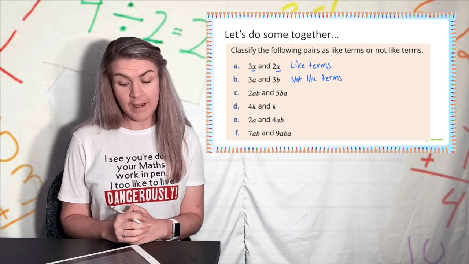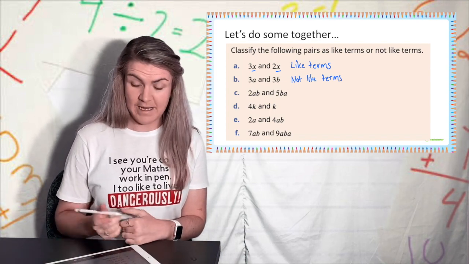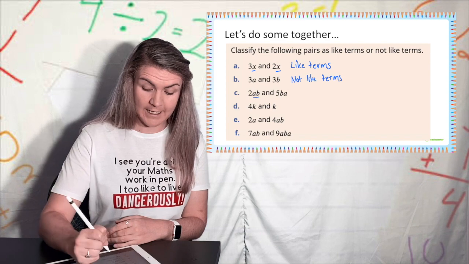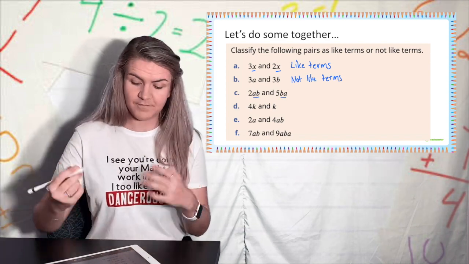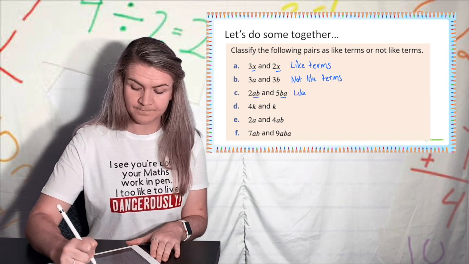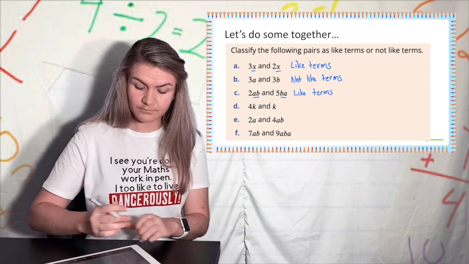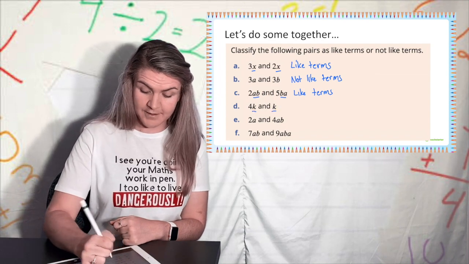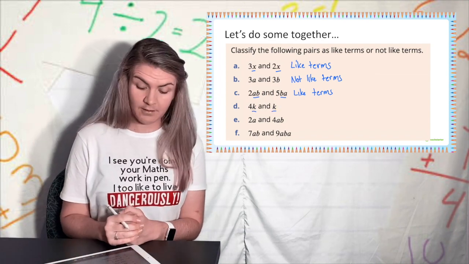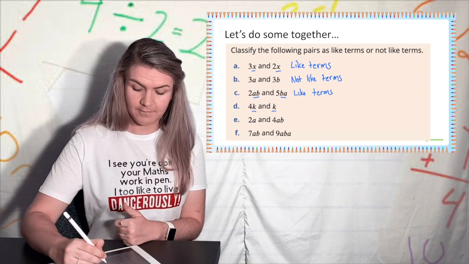Next, I have 2AB and 5BA. Well, I've got an A and a B on both sides, and the order of the letters doesn't matter. So they must be like terms. I've got 4K and K. Well, I've got a K on both sides. The numbers don't matter. So they must be like terms.